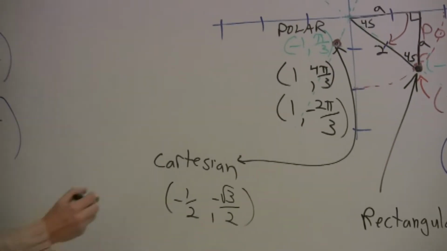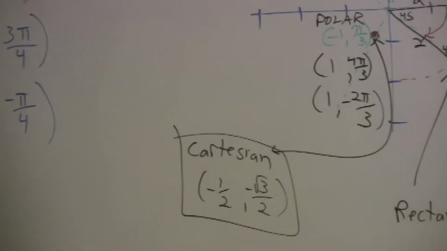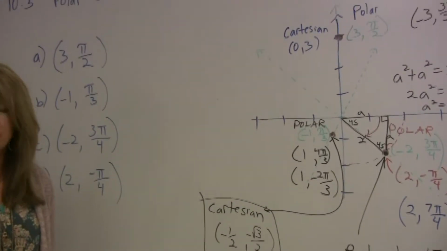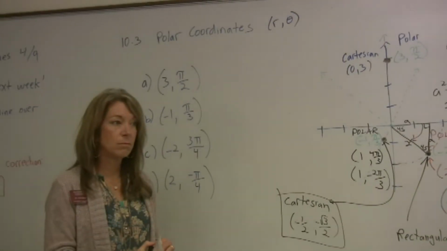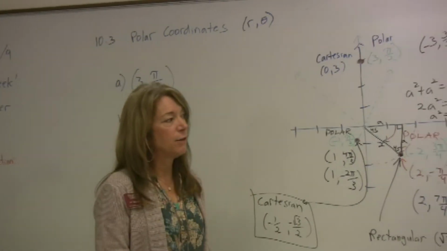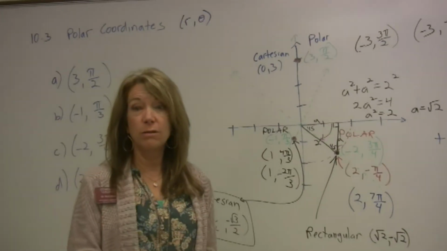When you're converting, you're always going to want exact answers for your Cartesian, so you don't want to put decimals. Sometimes I change them to decimals to plot them, because it's easier to find 0.8 than to count by square root of 3. But you're going to want to leave the exact answers for this. So after our break, we'll do this other one that's asking us to convert it. And then here's my challenge for you.